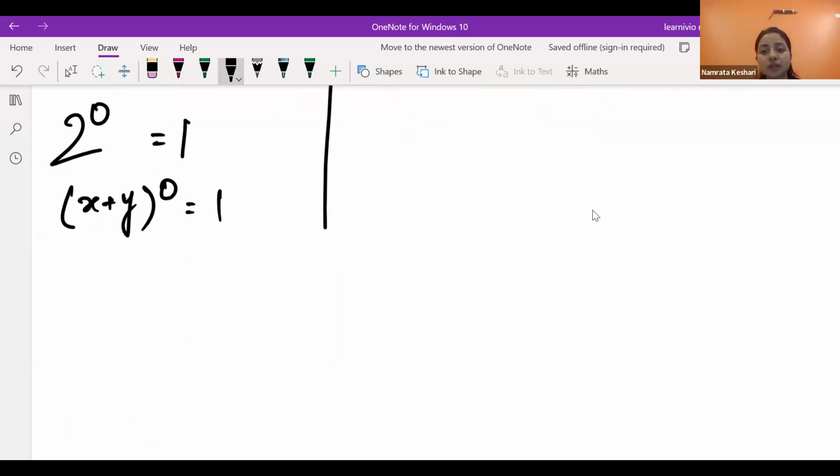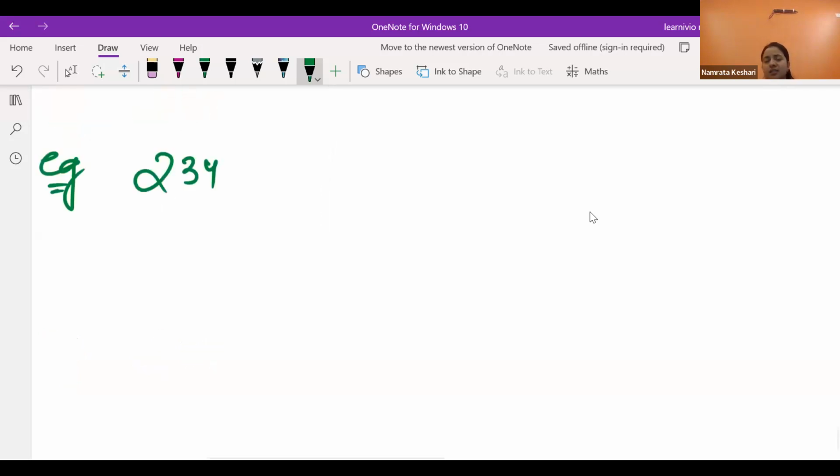Sorry, the result is 1. Okay, so let's use this in an example. Suppose we are having just 234. Now if I am asking, is it a polynomial? Is it a polynomial, Gauri? No, ma'am. Okay, so let's process it.